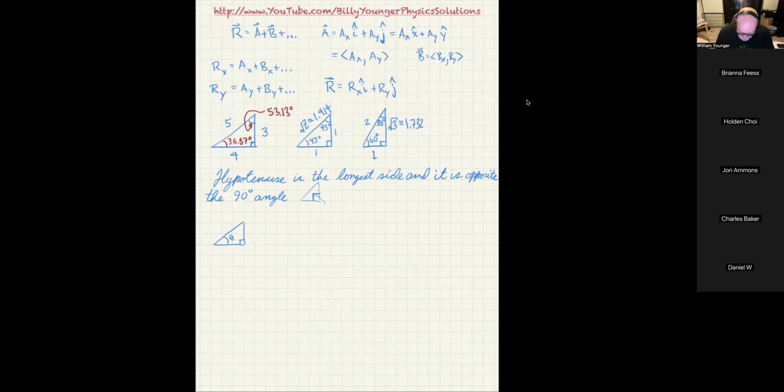So what I'm going to do is I want you all to realize that the hypotenuse is a special side and the other two are called legs, and they're a little less special in the sense that they're the smaller of the two.